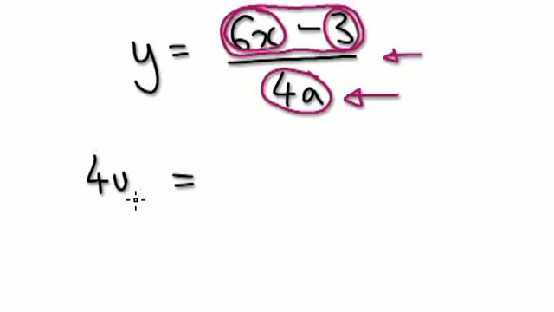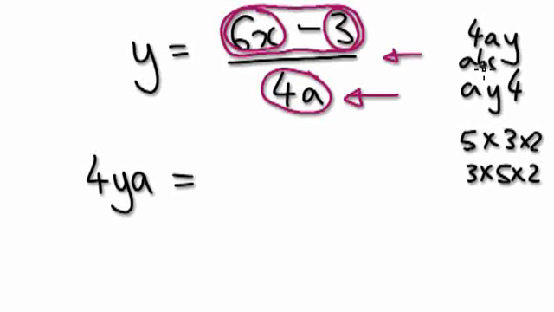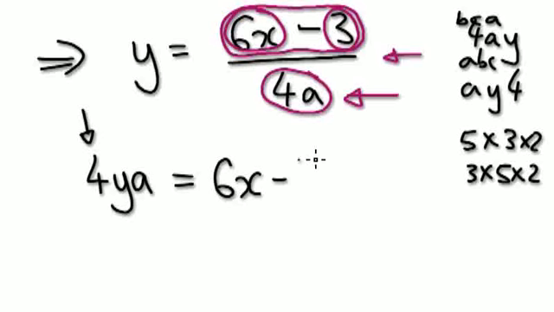So you have this 5ya, or it could be 4ay, or it could be ay4. Because 5 times 3 times 2 is the same as 3 times 5 times 2. But basically, when you have things multiplied together, you can switch them around. It doesn't matter which order, because they're all going to multiply with each other anyway. But we prefer the number in front, so this looks neater. So when you're up here, times both sides by 4a, you will have this. And then on the right hand side, you will have this.